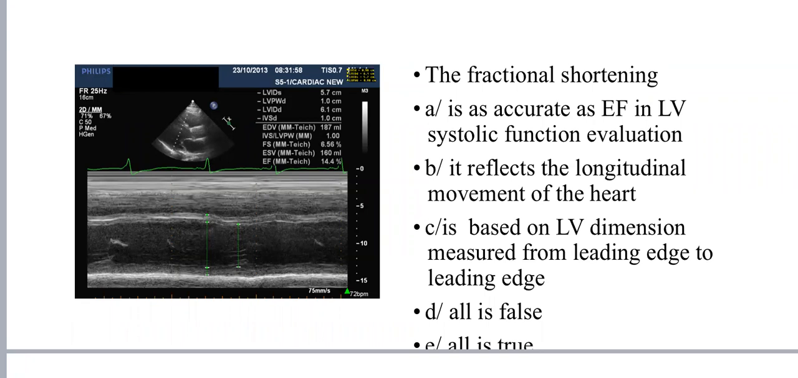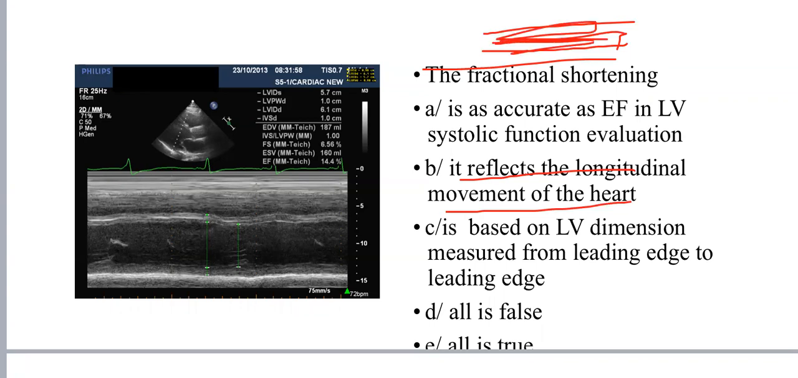Now, C, what about C? Based on LV dimension measured from the leading edge to the leading edge. And I wish I can introduce you to this terminology. What I'm going to do is this, just wait. Okay. If I take this wall, see, this wall, and this wall, and this is another wall, okay? That part of the wall, sorry, this part. I'm so sorry for the mess.